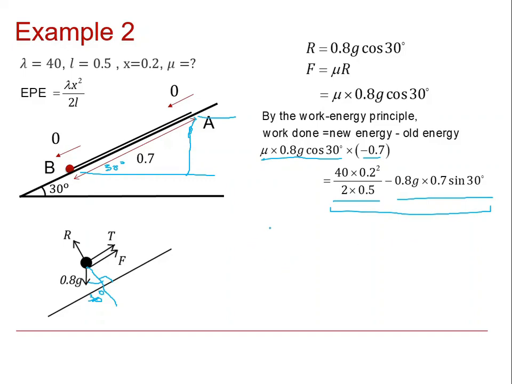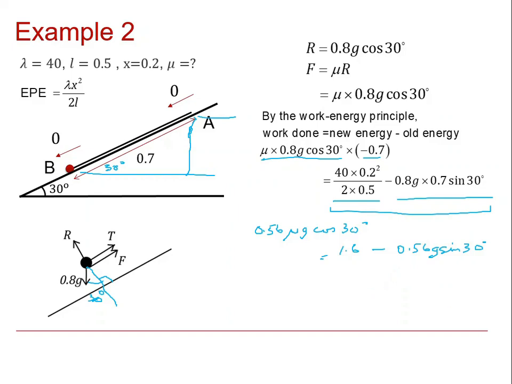Okay, now when we work this out, a bit of simplification first. 0.7 times 0.8 gives us 0.56, so we have 0.56 times mu times g and a cos 30. And on the right hand side that will simplify to a 40 times 0.04, which is 1.6. The 2 times 0.5 doesn't tell us anything at all, that's just 1, and then minus, there'll be the same 0.56 times g times sine 30. So that's what that equation amounts to.